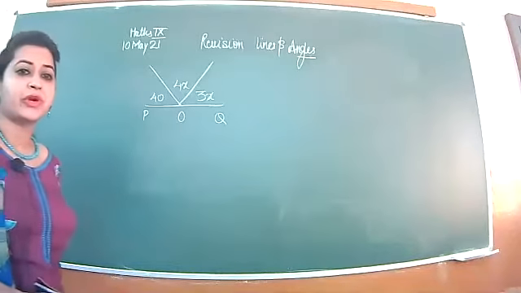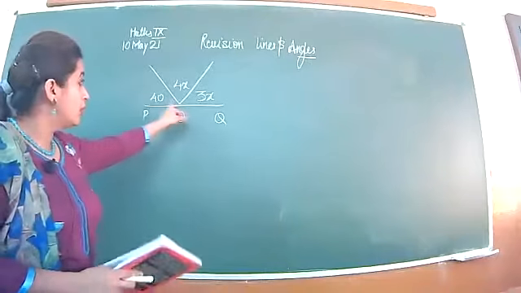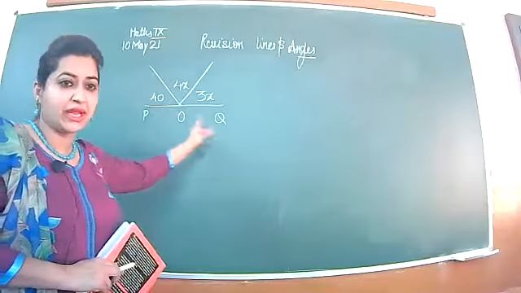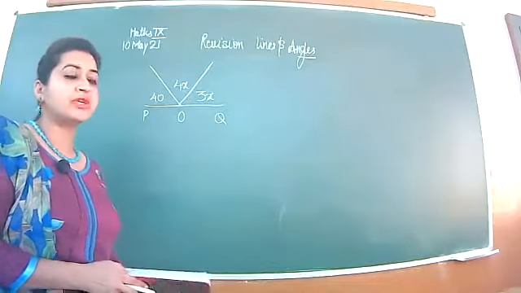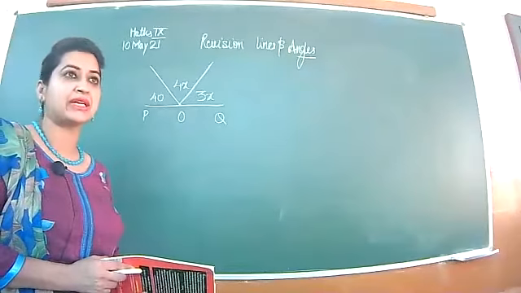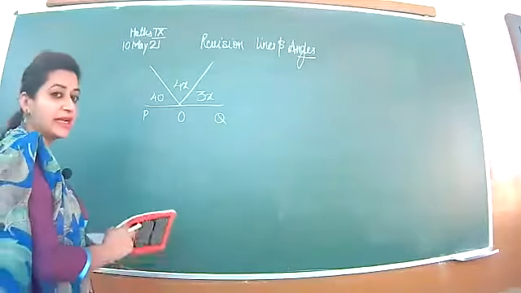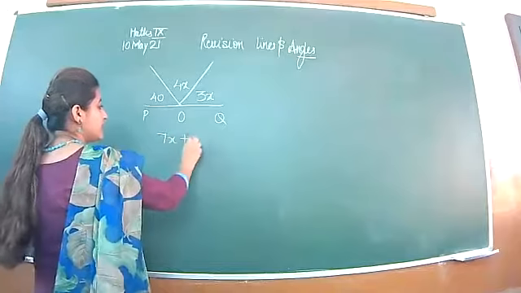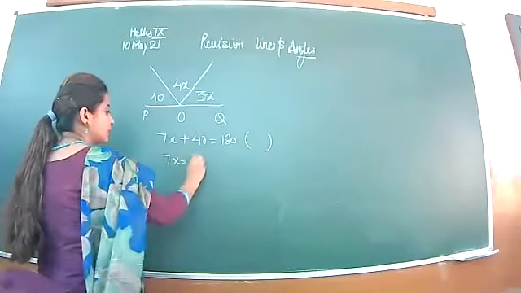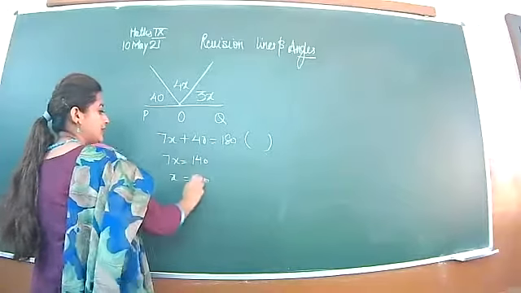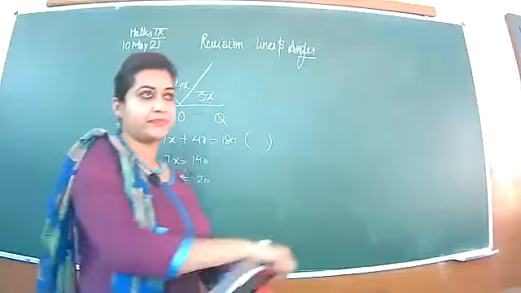In this question, POQ is a straight line and you have to find the missing angle X. As this is a straight line, the sum of the angles on a straight line is 180. So you will use the property that angles on a straight line are supplementary. So you will get 7x plus 40 is equal to 180. You will write the reason. 7x is equal to 140, x is equal to 20. So you can find the missing angles, that is 80 and 60.